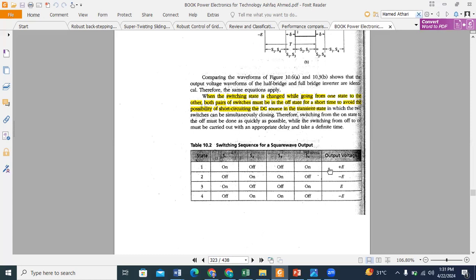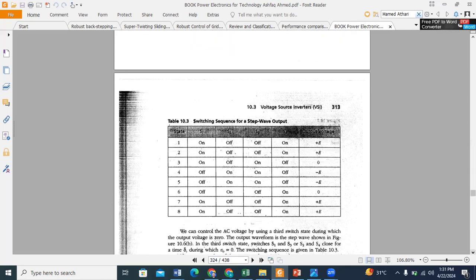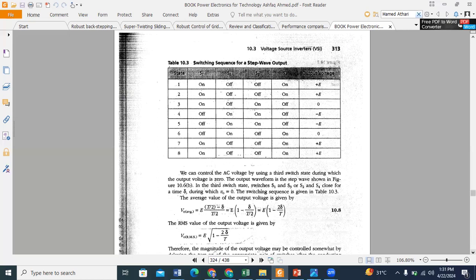Respectively, positive voltage, then negative voltage, again positive voltage and negative voltage can be formed by this inverter technique of a square wave voltage source inverter as well. The switching sequence can also be gradually increased in this way if the switching technique is increased.